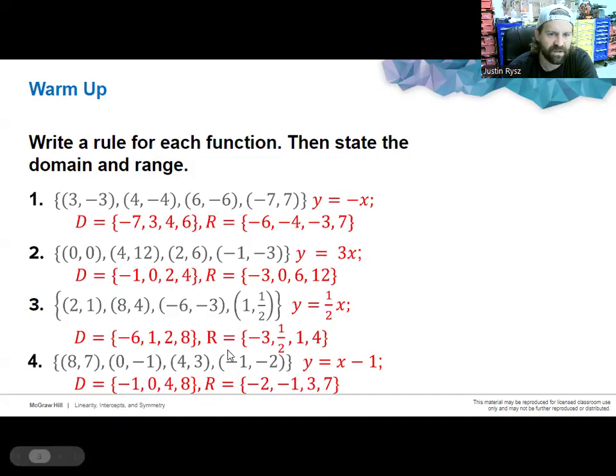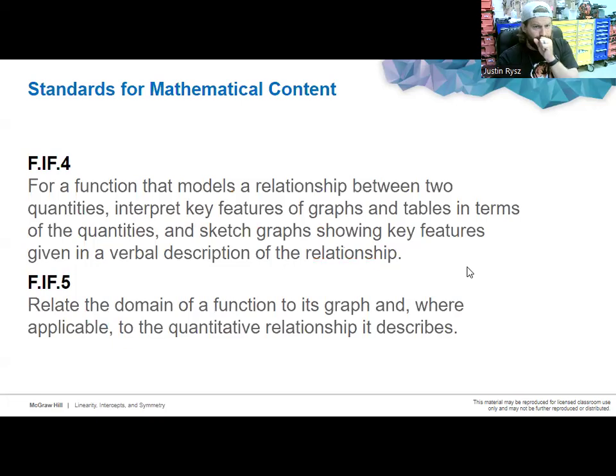Check the domain. Check the ranges out. Domain is x, range is y. The easy way to remember it, x comes before y, d comes before r in the alphabet. Next one here, 8 goes to 7. You can see each one, we're just going down by 1, so it should be y equals x minus 1. The domain, check the x's, check the y's. All right, not too bad.